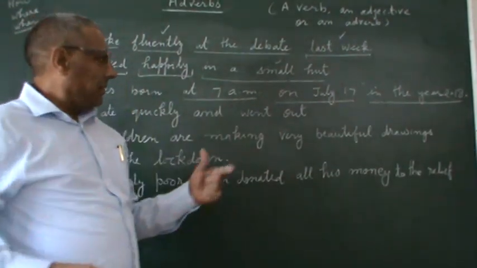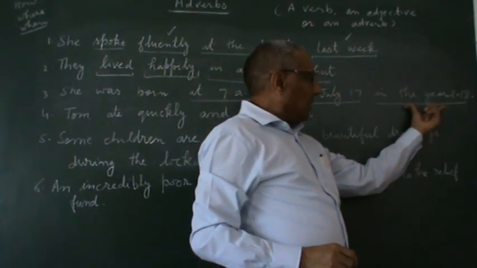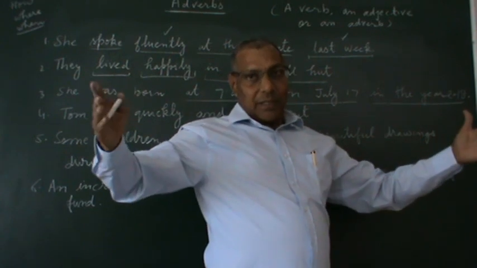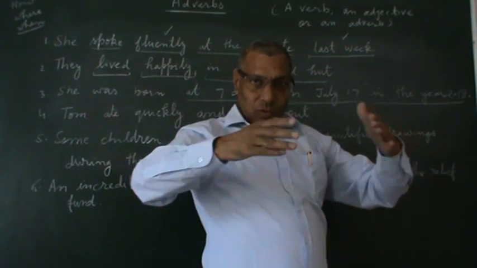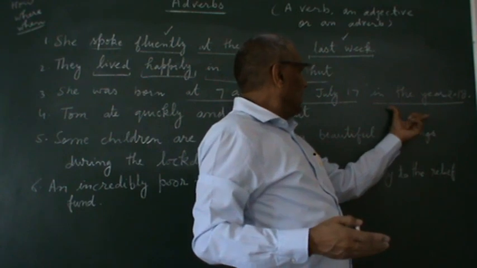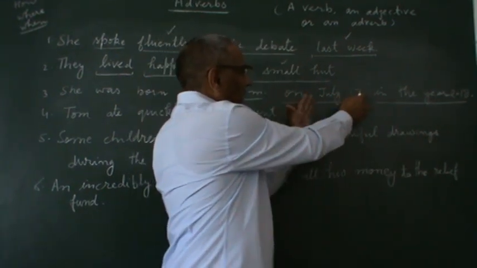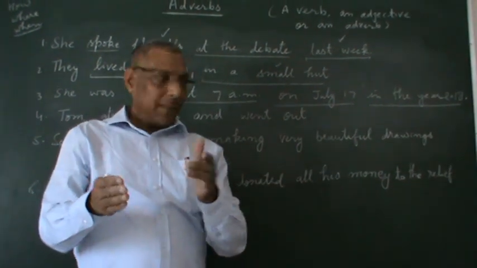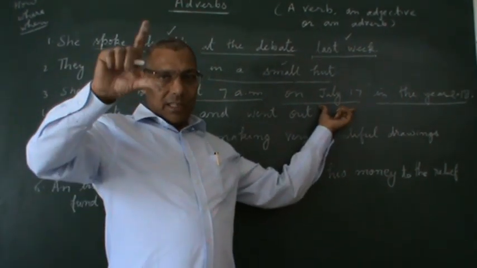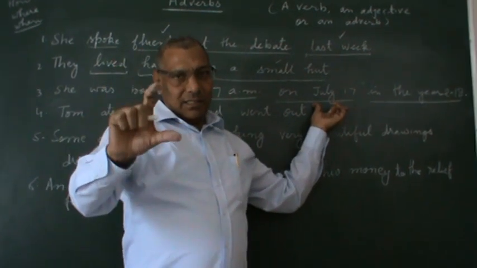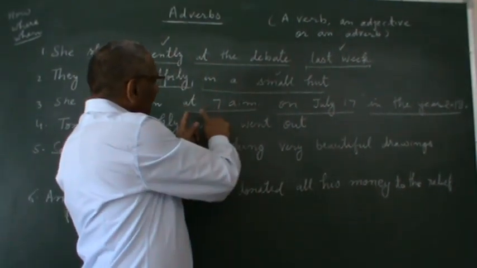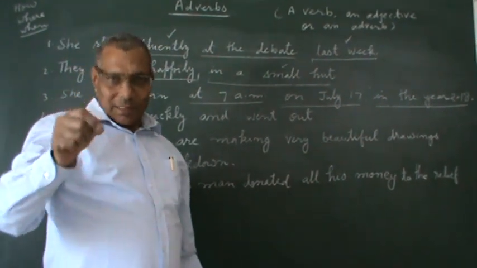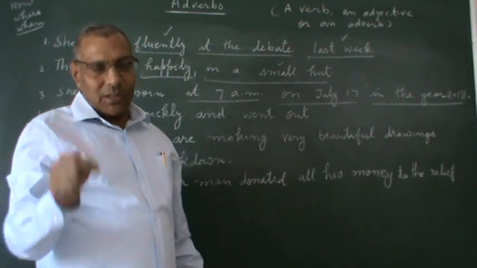Now try to understand. In the year 2018, so this is a bigger period of time. The whole year 2018. On July 17, the whole day. It refers to the whole day. July 17 is a day. But 7 a.m. is a point of time, a particular point of time.